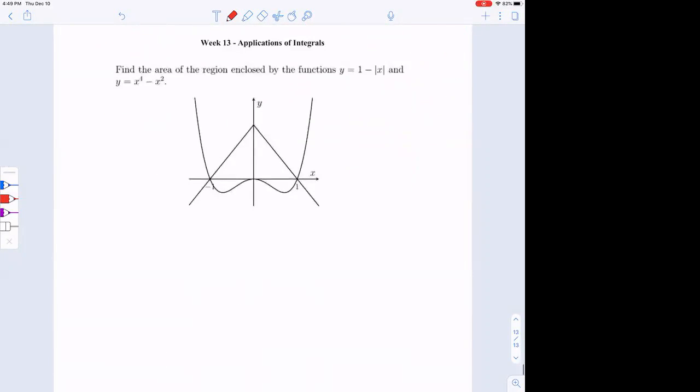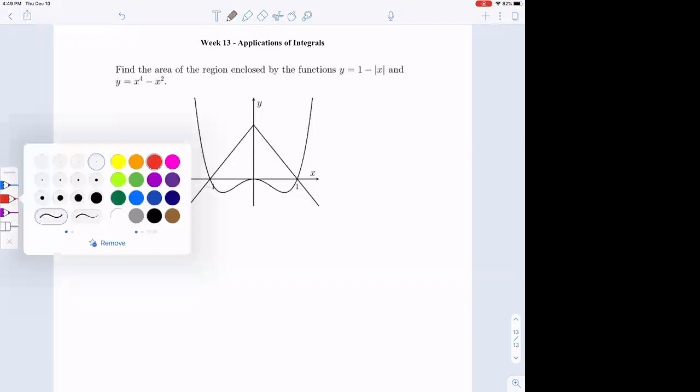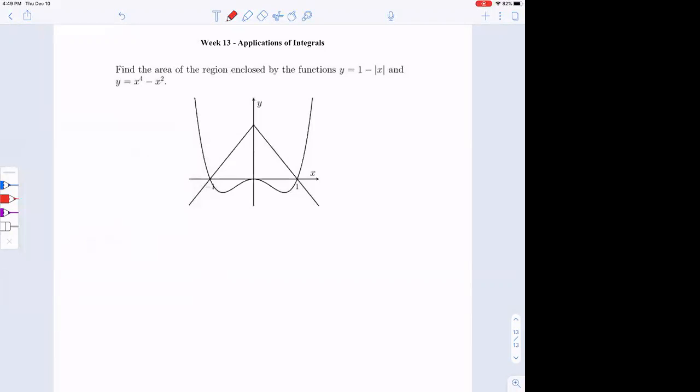All right, one last question. I picked one of the applications for our integral chapter, where we're going to calculate the area between two curves. The two curves that we're given are y equals 1 minus the absolute value of x and y equal to x to the power 4 minus x squared. The curve x to the power 4 minus x squared is a little bit difficult to draw directly, so I've drawn the picture for you.